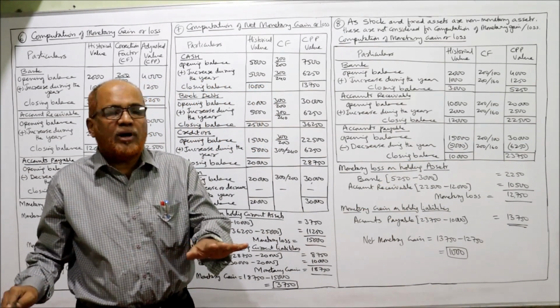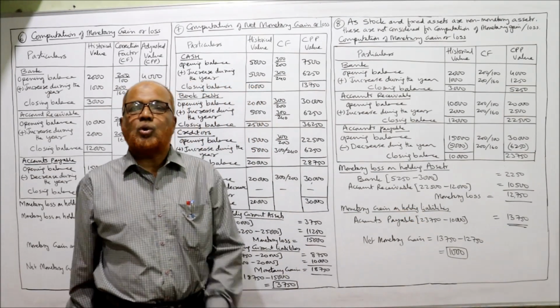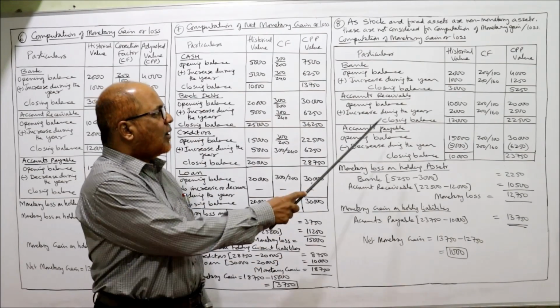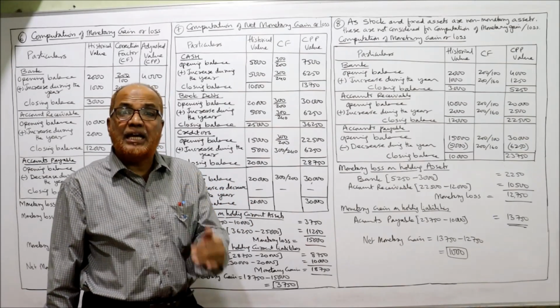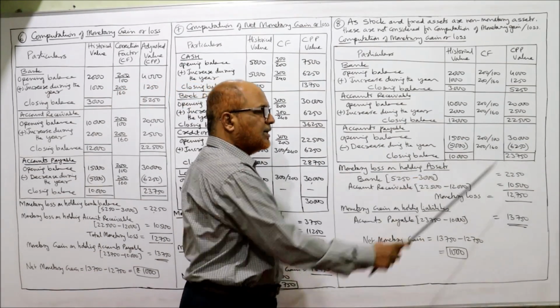The total monetary loss is 12,750. Add up both, total monetary loss on holding bank balance and account receivable. Now account payable is a liability. So we'll get monetary gain. So opening balance is 15,000 into 200 by 100, 30,000.